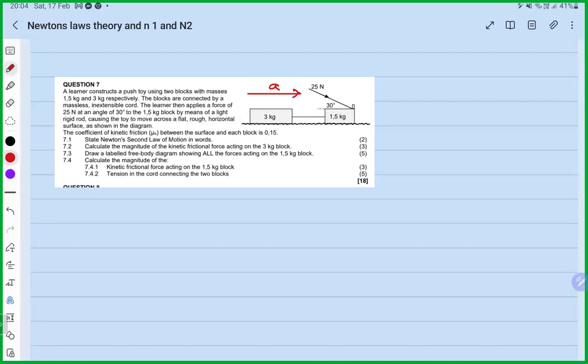The coefficient of kinetic friction between the surface and each block. So here, the coefficients were given, which is 0.15.